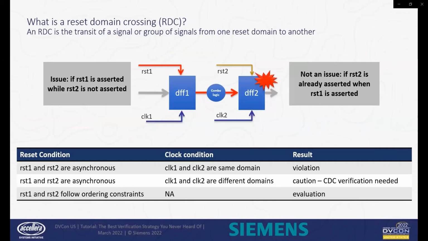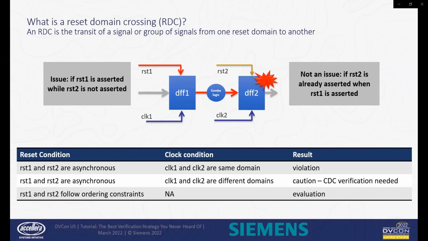In addition to CDC, there is another class of asynchronous behavior that can cause issues and will not always be detected in simulation. These are reset domain crossing issues, or RDC issues for short. For example, consider this circuit. If there is a different asynchronous reset on each of these flip-flops, the downstream flop can have its setup and hold requirements violated and go to a non-deterministic metastable state.